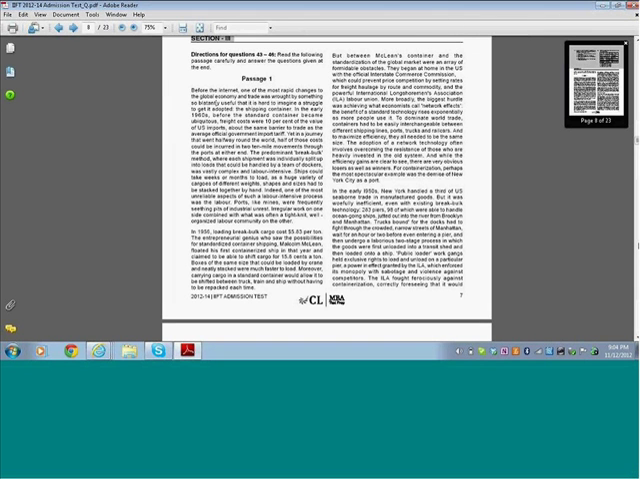3 passages have 4 questions each, which is 12 questions, and 1 passage has 3 questions. Total of 15 questions are there. So the choice is to attempt 2 passages. If you attempt 2 passages, you will do about 7 to 8 questions. Questions you will find are not difficult, but the passages are lengthy.